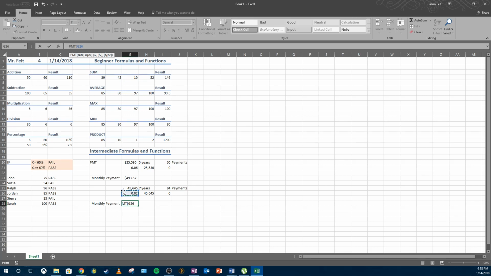Okay, so we're going to go ahead and do G26 divided by 12, comma, that changes our category here. Number of periods, 84, comma, our present value is 45,645, and our future value is 0. Okay, so our car payment is going to be $582.77, every month for 7 years.